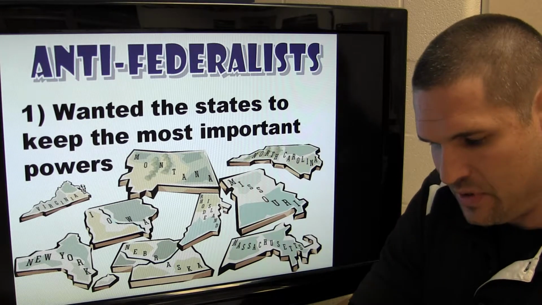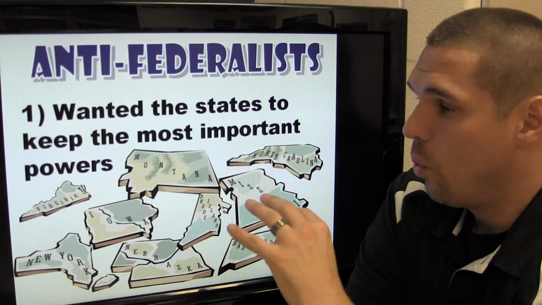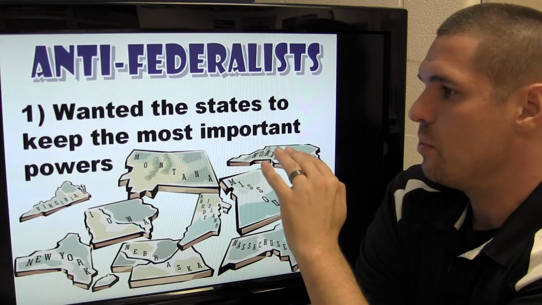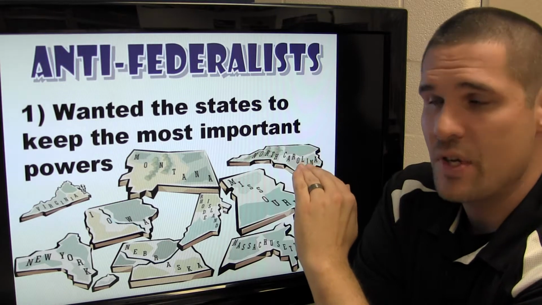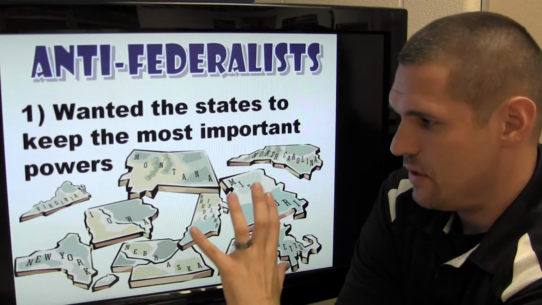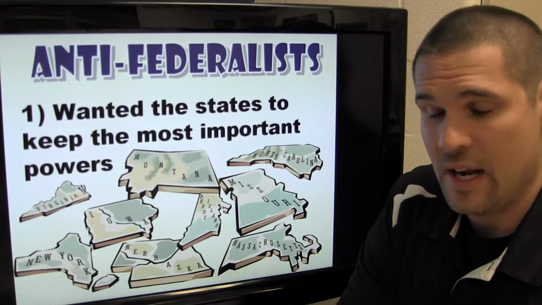Remember that federalism is the sharing of power between national and state governments. The Anti-Federalists wanted, like in the Articles, to keep the most important powers with the states. They believed that the things that are really going to affect people's lives, those powers need to stay closer to the states and not so close to the national government.